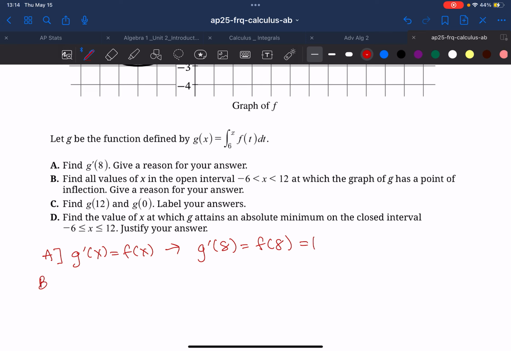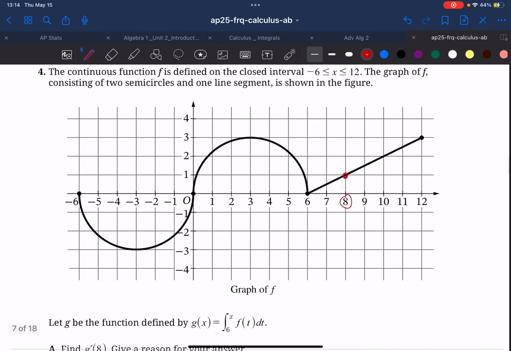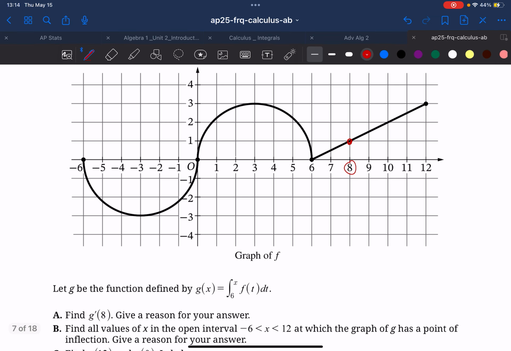Okay. Part B says find all the values of x in the open interval at which the graph of g has a point of inflection. Give a reason for your answer. So for part B, I'm just going to look at the graph, and I know that the points of inflection are where, on our graph of f, we start changing directions. Okay, so for example, we are going to change directions right here at -3. Notice we're going negative, and then we're going up positive, a change in direction, so that's an inflection point.